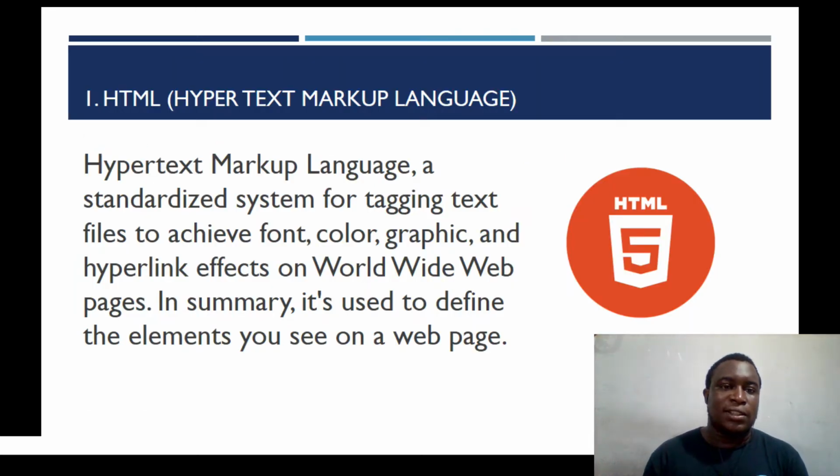The first one, HTML, hypertext markup language. In summary, you use it to define the elements you see in a web page. If you open a web page on your web browser, every single element you are seeing there was defined using the hypertext markup language. So it's a standardized system for tagging text files to achieve font, color, graphic, and hyperlink effects on World Wide Web pages. So let's move on to the next one.